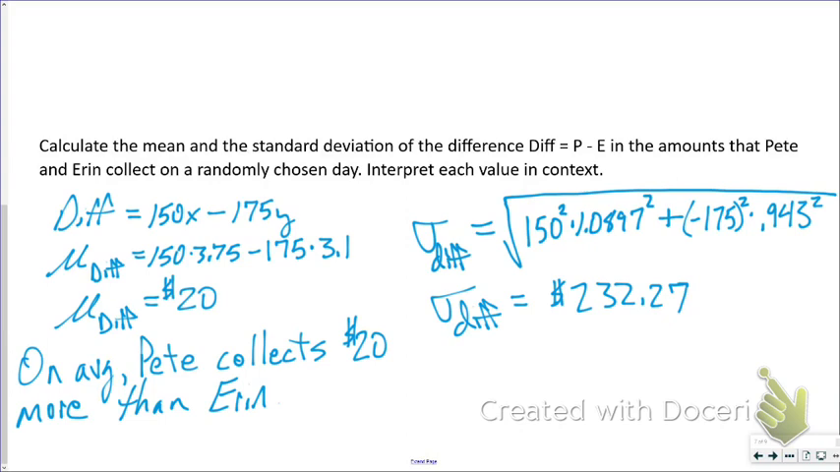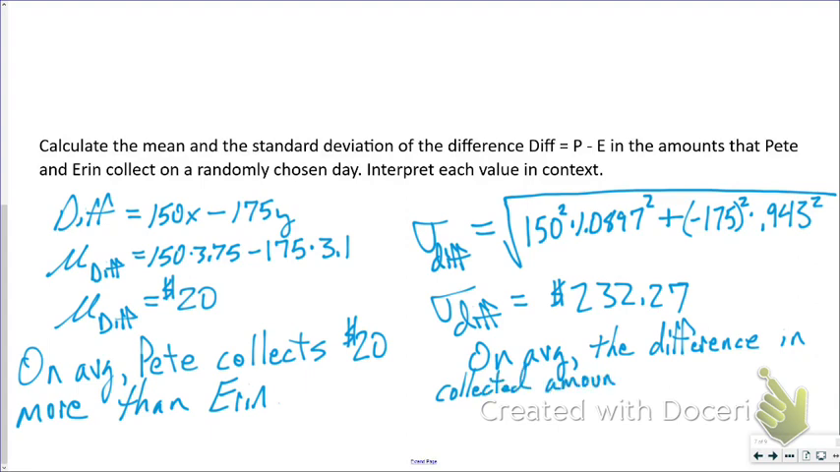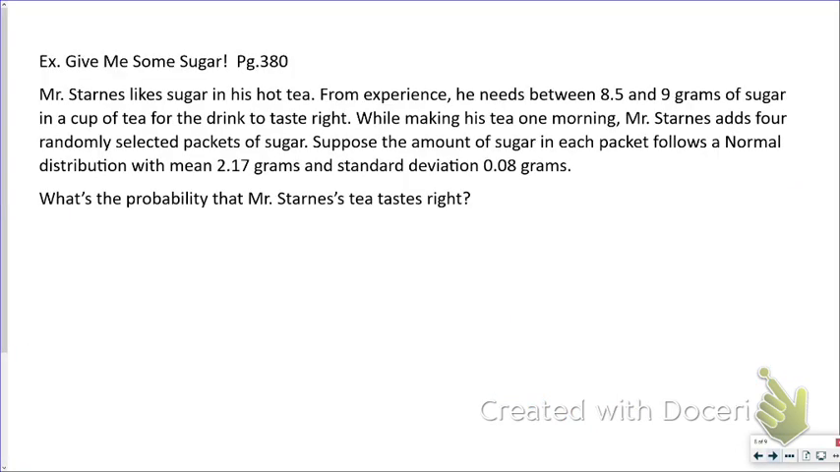All right, so I know on average the difference in collected amounts is 232.27 from the mean. All right. All right, one last problem. We're done with this massive packet.